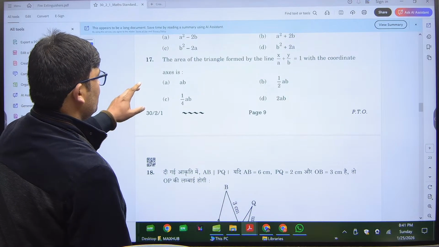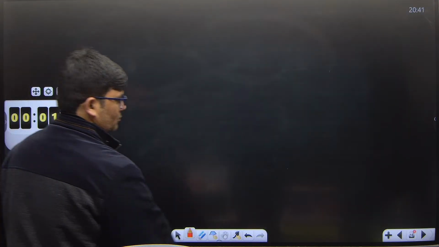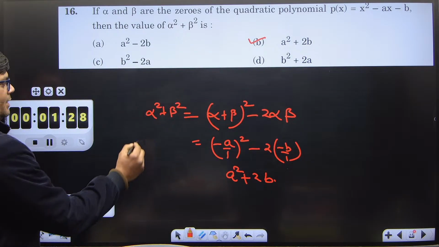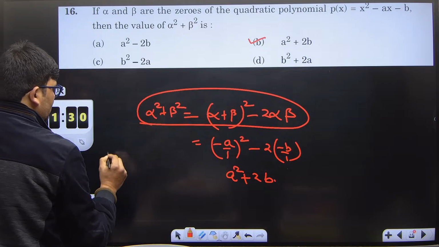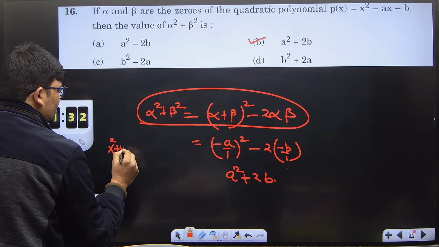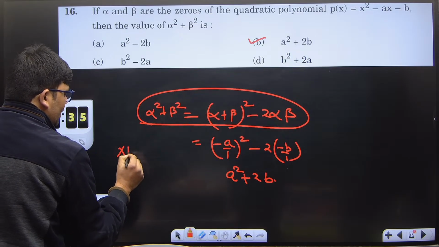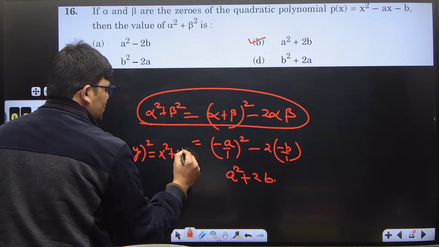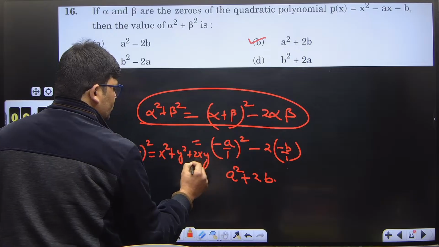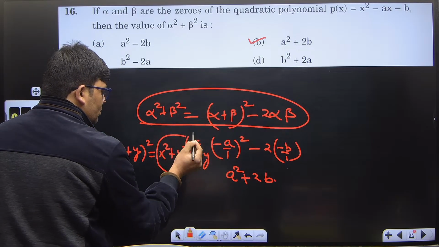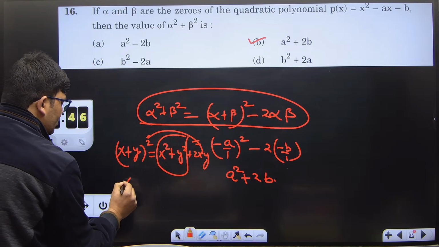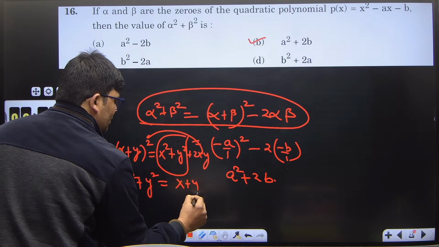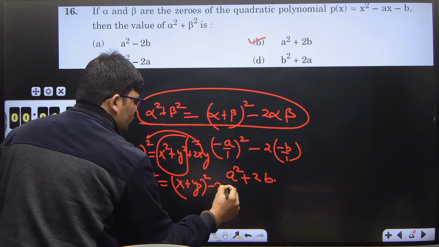Could you just go back 1 minute? I'd like to copy it down. I've never seen that identity. This identity you must know. Suppose you have this identity, x plus y whole square is equal to x square plus y square plus 2xy. Suppose you have been asked to find x square plus y square. You will take 2xy to the other side. So alpha square plus beta square is equal to alpha plus beta whole square minus 2 alpha beta.